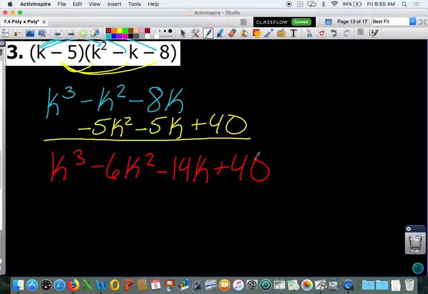We have a mistake. Negative times a negative, that's a positive. So this should not be a 14. This should be a minus 3k. Okay? And the rest of them from here are worked the same way.